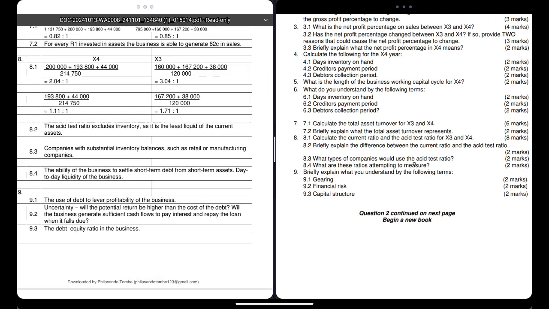8.3. What type of companies would use asset test ratio? Companies with inventory balance. So basically companies that work with a lot of inventory, right? Shops, for example, would want to do the asset test ratio.